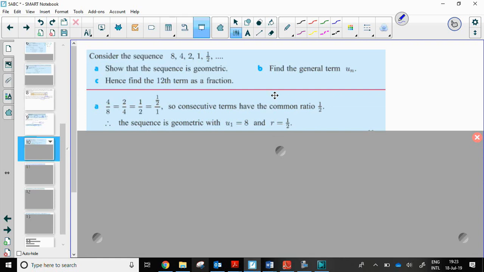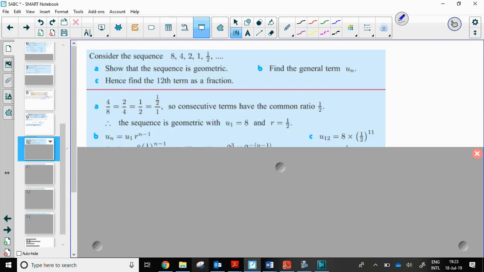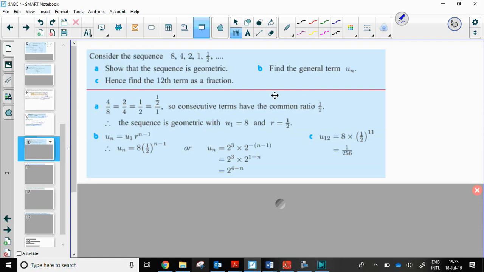So now we have the common ratio and we have the first term. That's all we need. We're going to put those into the formula to answer part B. We see two different forms of it here. They're both the same thing, and we can use either one of them to get our answer for part C.